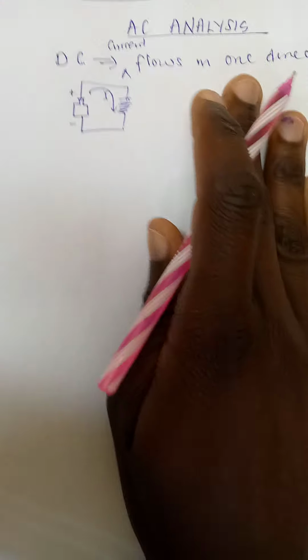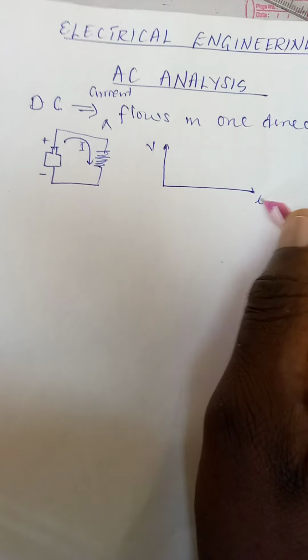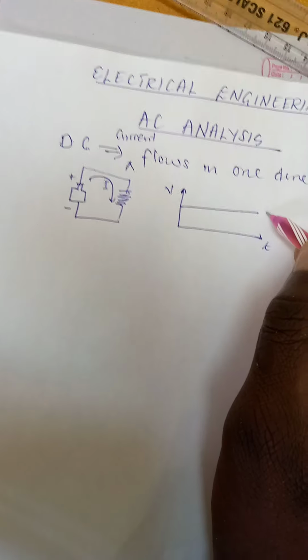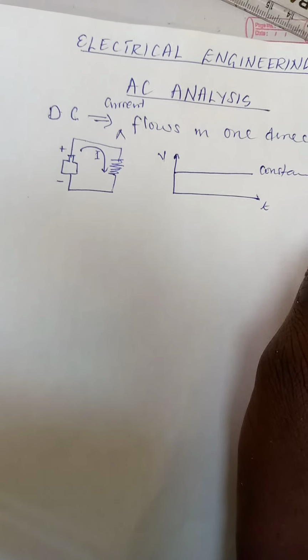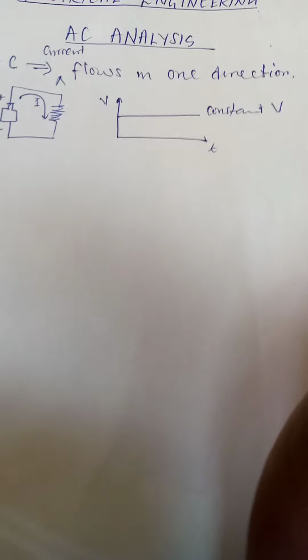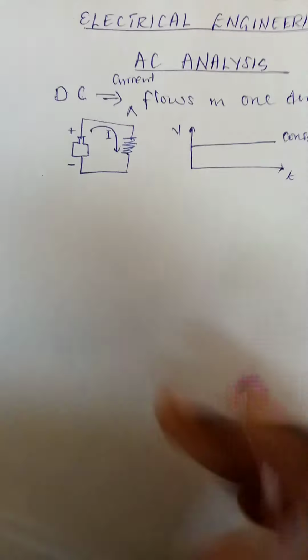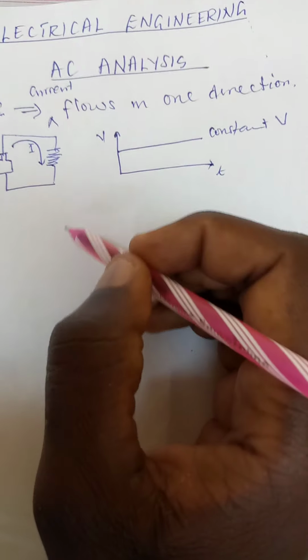Graphically, if I were to graph it, it will look like this. Let's say for instance you may wish to graph voltage against time. Your graph will be something like this, which is constant. So you're having constant voltage. It can be voltage or current. It will be constant. So this is all about DC.